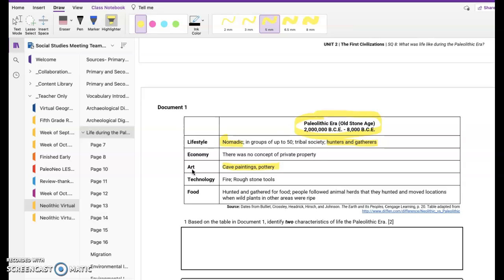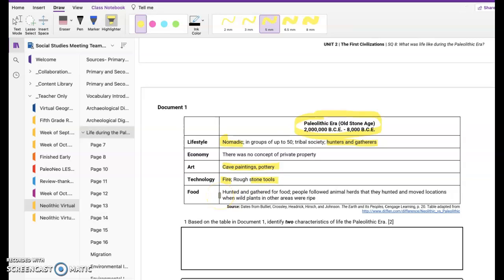Next, we have technology. Now, when you usually think of technology, I might think of iPads, computers, cell phones, things like that. You might think of video games as technology. But the technology that we've been focusing on in the Paleolithic era, the word technology means anything that makes your life easier. So the technology used in the Paleolithic era would be fire and rough stone tools. So I'm going to highlight fire and stone tools. Those things made life for the Paleolithic people easier.